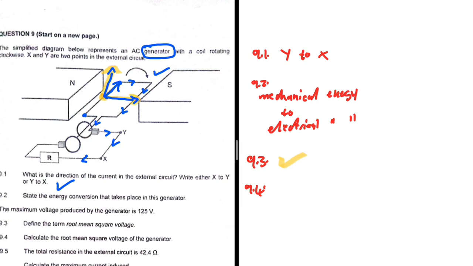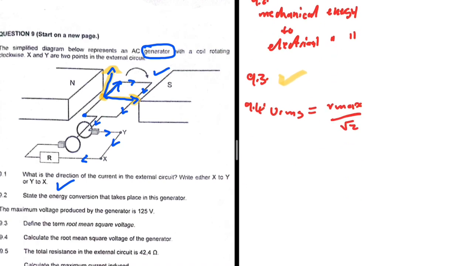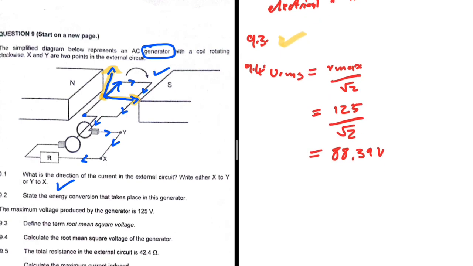So that is 9.3. 9.4, calculate the root mean square voltage of this generator. So we are looking for VRMS. We know that it is Vmax divided by square root of 2. I think we all get this one. And then if we substitute Vmax, 125 divided by square root of 2. I'm getting 88.39 volts. So that is the root mean square voltage.